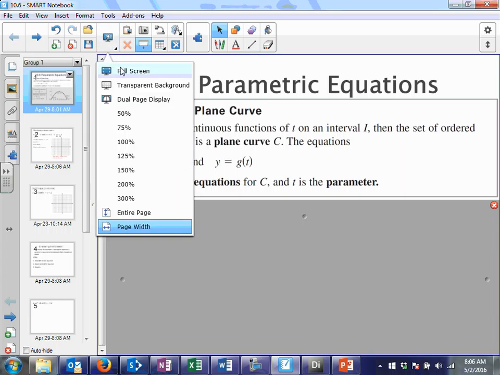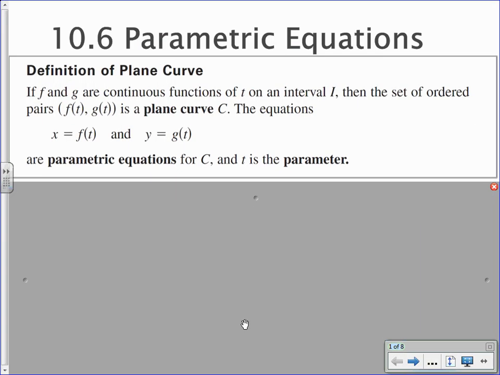So today we are going to talk about parametric equations. Okay? So parametric equations, basically we have two functions in terms of a third variable describing a curve. Okay? So it says f and g are continuous functions of t. And the set of ordered pairs f of t, g of t is our curve, okay?